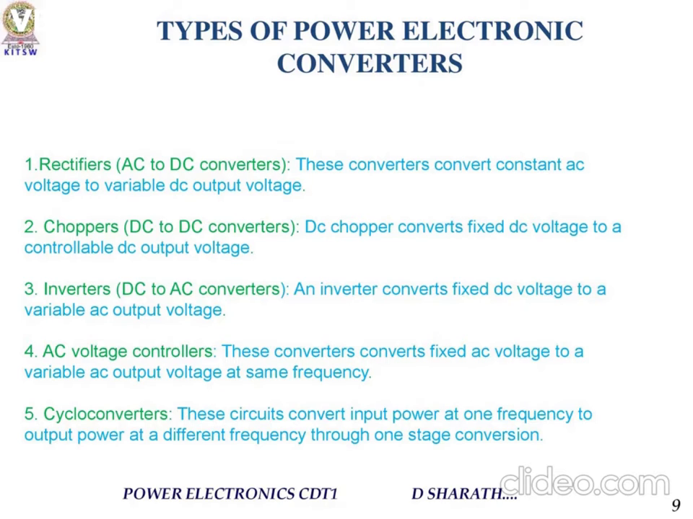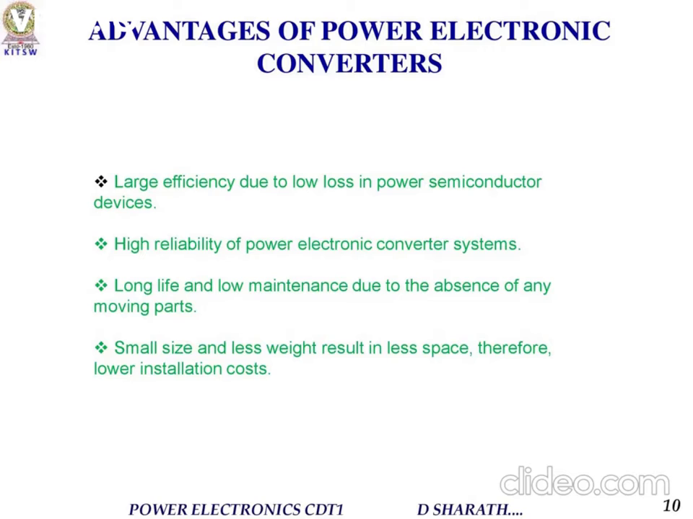Coming to types of power electronic converters, there are mainly five types: rectifiers, choppers, inverters, AC voltage controllers, and cycloconverters. Rectifiers convert AC to DC, choppers DC to DC, inverters DC to AC, AC voltage controllers fixed AC to variable AC, and cycloconverters AC of one frequency to AC of another frequency.